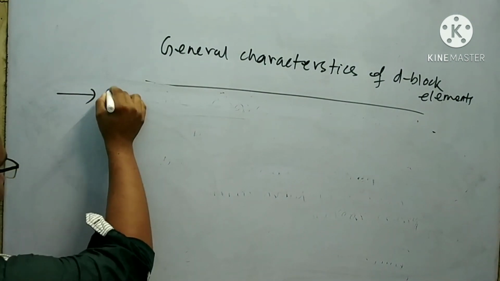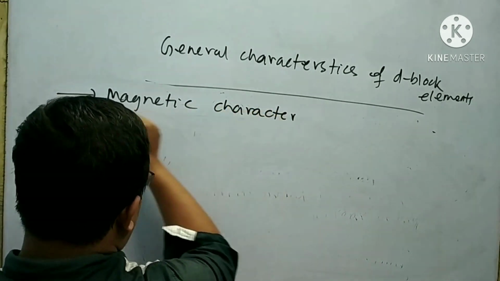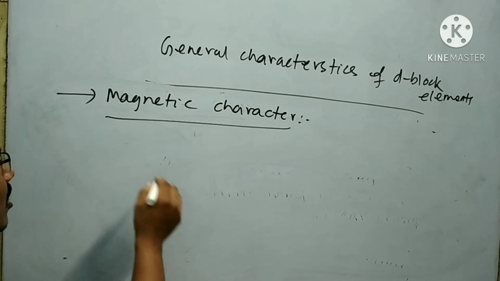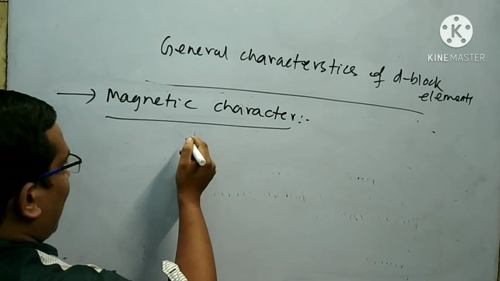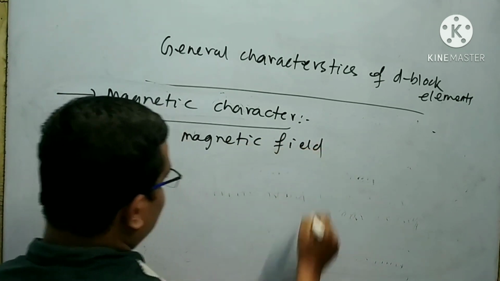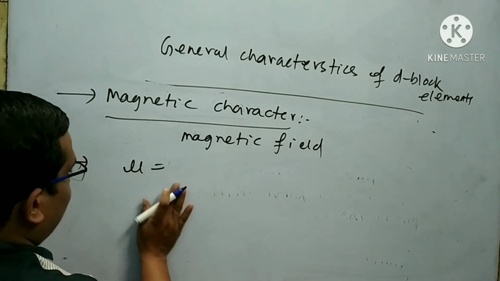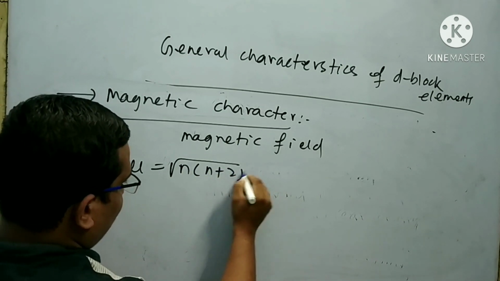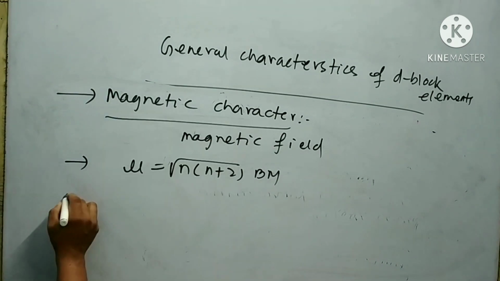Next, I will explain the magnetic character. The d block elements are generally paramagnetic in nature. This is due to the presence of unpaired electrons, and these elements are attracted by the magnetic field. The magnetic moment mu can be measured by this formula: mu equals root over n into n plus 2 BM, where n is the number of unpaired electrons.